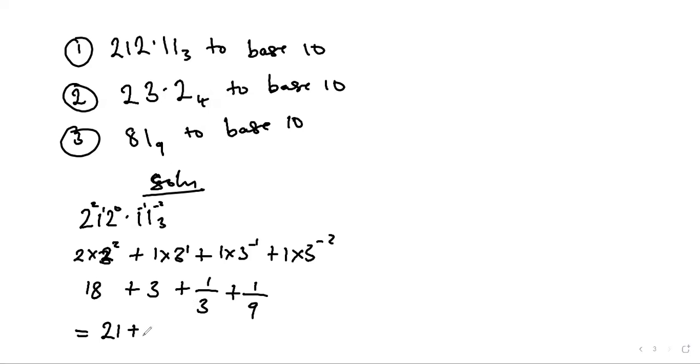1 over 3 is 0.3333. And 1 over 9 is 0.1111. So final answer, if you add that, you have 21.44 base 10. So that's the first one. Then for the second one, number 2, you have 23.2 base 4.